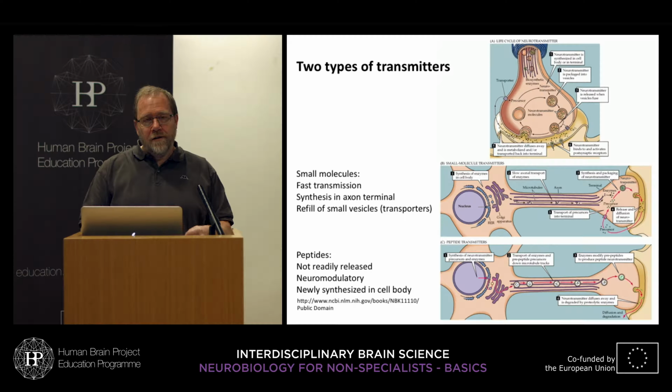The synthesis of these neurotransmitters, these neuropeptides, takes quite long. It basically has to start in the nucleus, it needs to be synthesized, it needs to be transported. So they cannot be refilled in the synapse. So if we have a high demand of such neuropeptides, then there will be a lack of these neuropeptides subsequently.